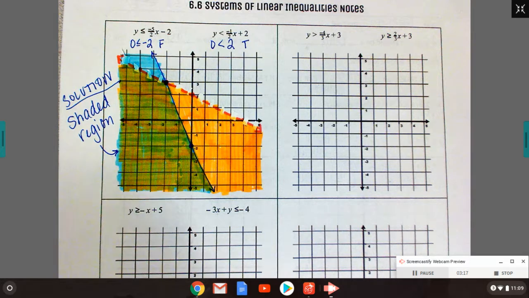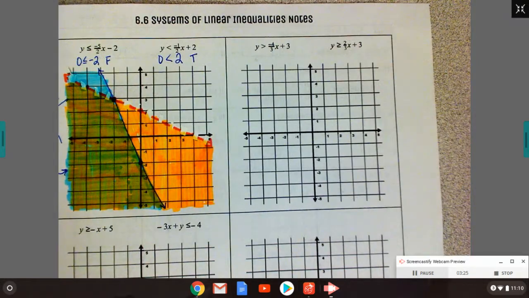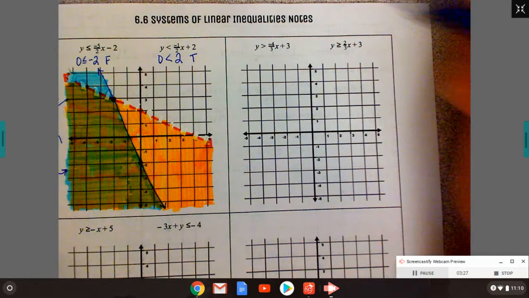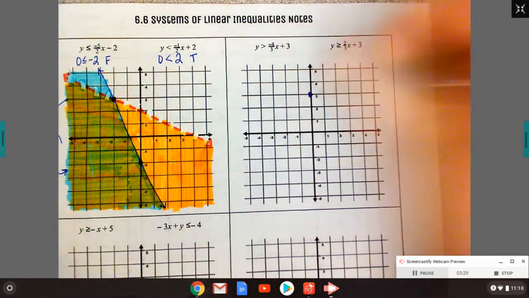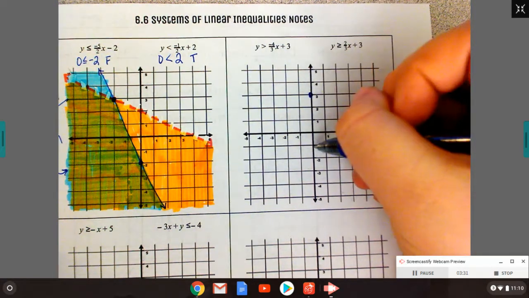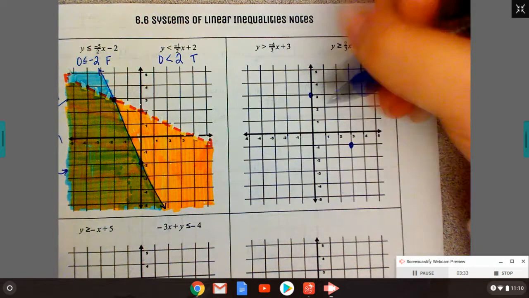So before, when we had systems of linear equations, we just had a point that was a solution. Now we have a whole region. Let's do another one. So let's graph our first line. We've got an intercept at 3 and a slope of -4/3.